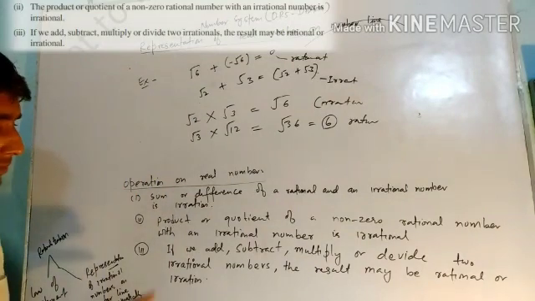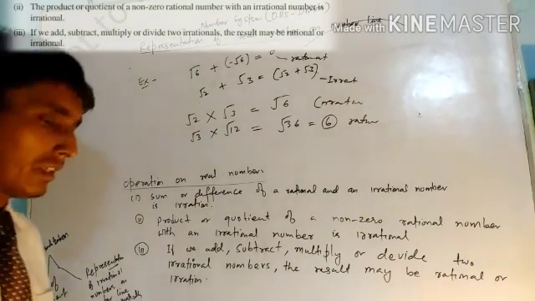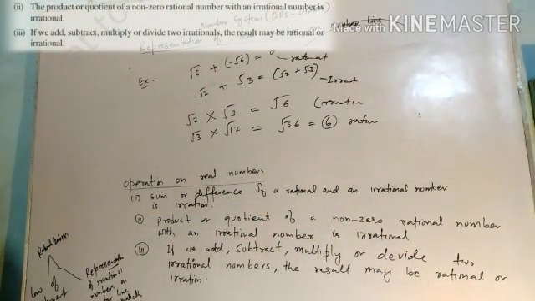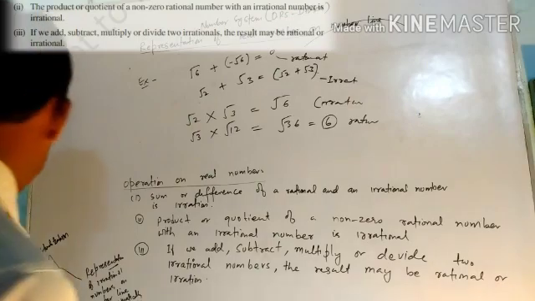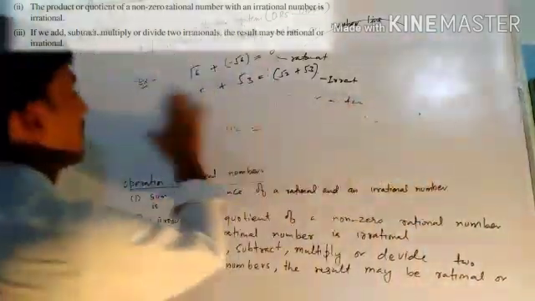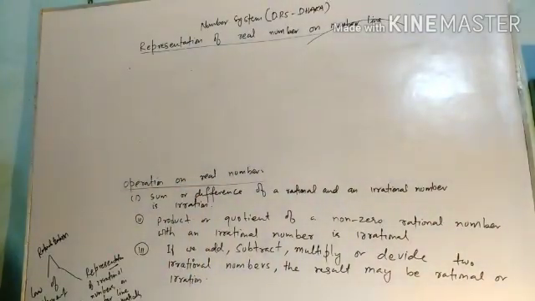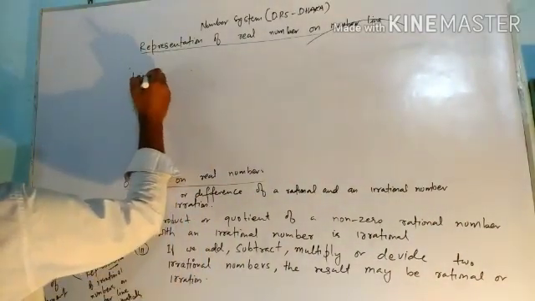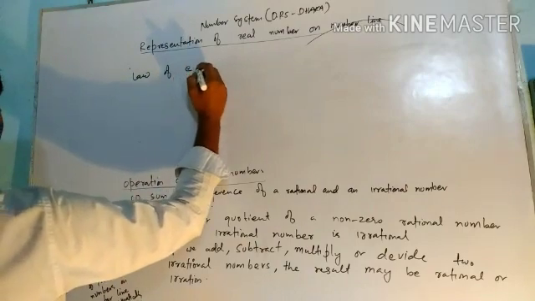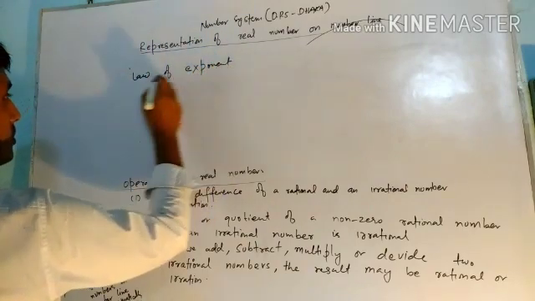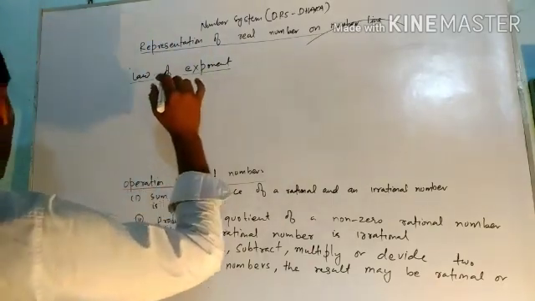So these are the 3 points about operations on real numbers. The next topic is law of exponent. So what is the law of exponent? So this is the law of exponent.